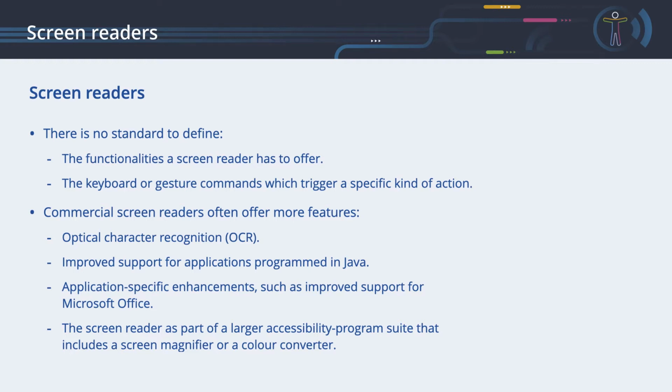Commercial screen readers often offer more features. For example, a screen reader may offer an optical character recognition function to convert text in images into editable text. It may offer improved support for applications programmed in Java. Often, screen readers offer application-specific enhancements, such as improved support for Microsoft Office. Other solutions offer the screen reader as part of a larger accessibility program suite that includes a screen magnifier or a color converter.